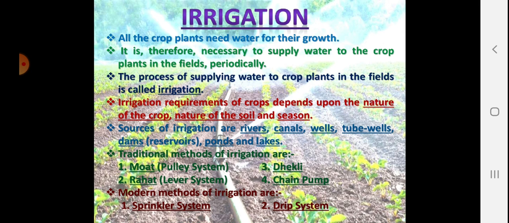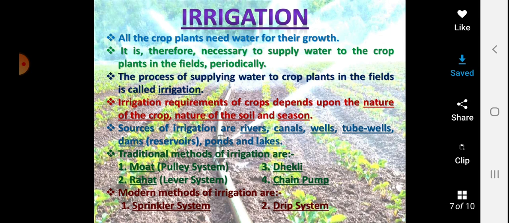So the irrigation requirement of a crop depends upon the nature of the crop, the nature of the soil, and that particular season. Now I'll explain this with a suitable example. As you know, rice is a crop which requires a maximum amount of water. The entire crop of rice gets submerged in water. That quantity of water is required by the rice.